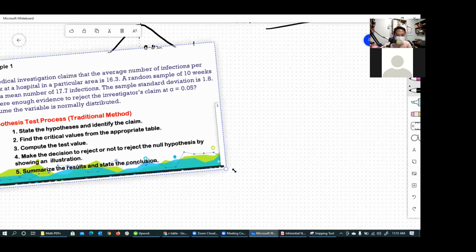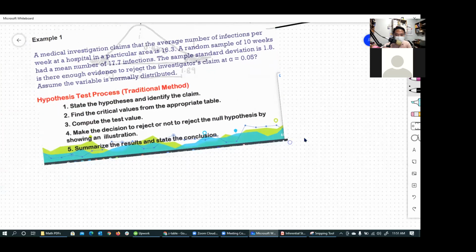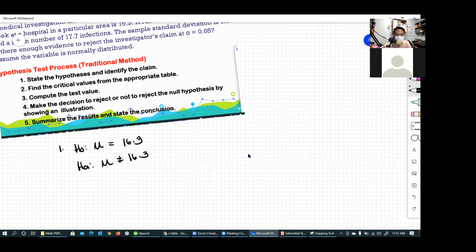I hope you can see it. So, our statement of hypothesis, number one, guys, our null is mu equals 16.3. And the alternative claims that the average is not equal to 16.3. Do we follow? Okay. Now, number two, guys, we need to find the critical value.